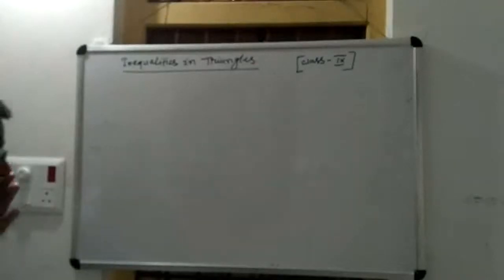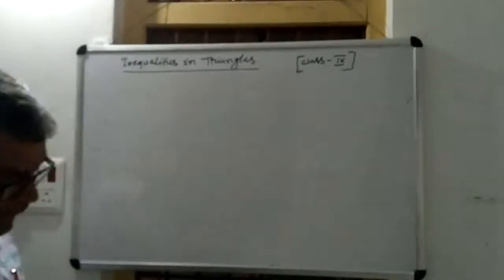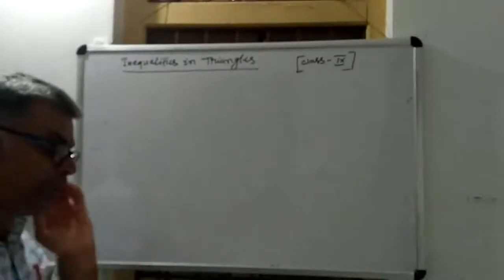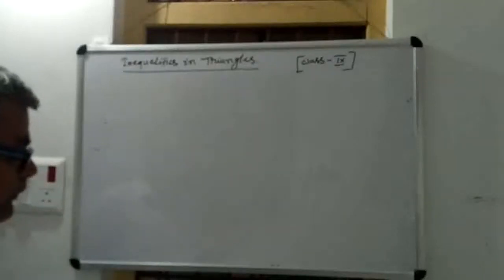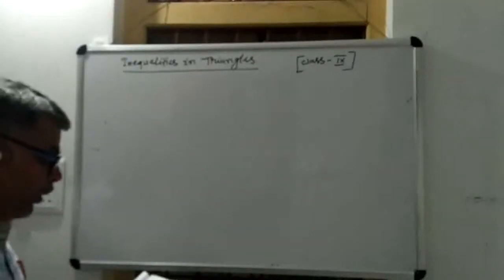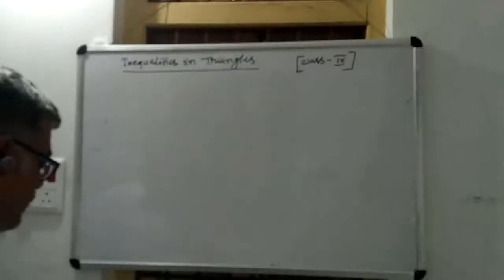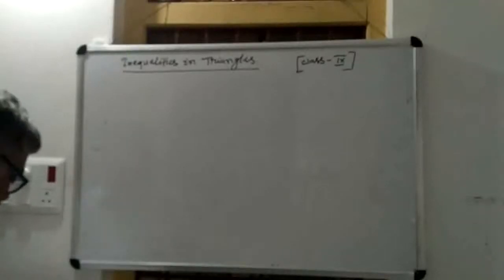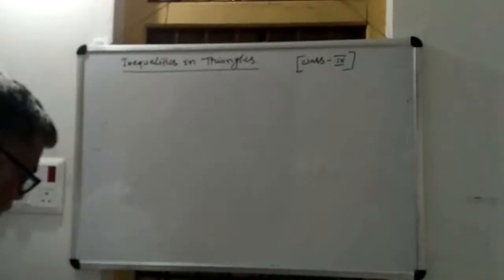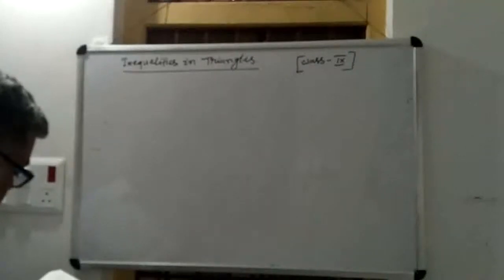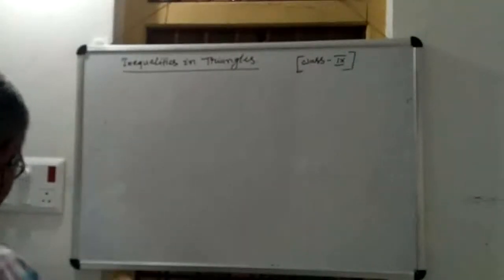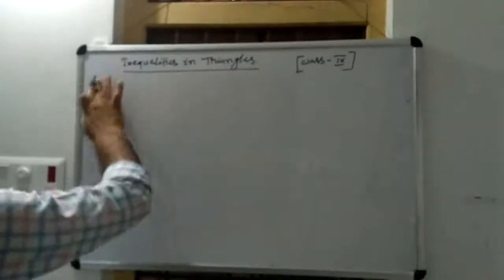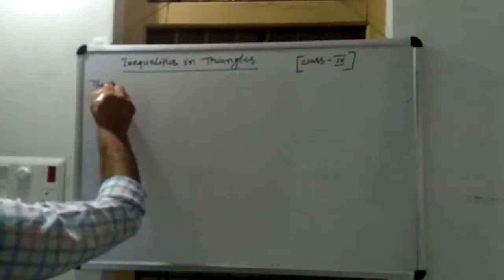So children, now let's see the second property. The second property is saying that in any triangle, the side opposite to the larger angle is longer. Its converse. Property number 2, or you may call it theorem also. Theorem number 2.